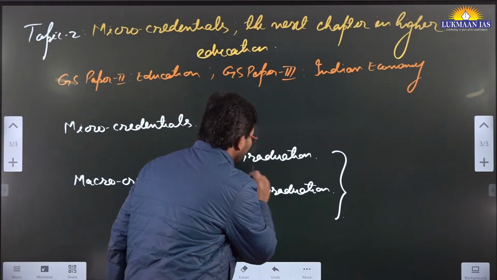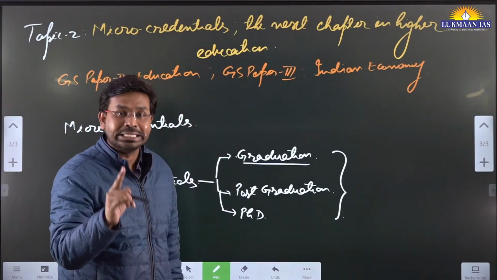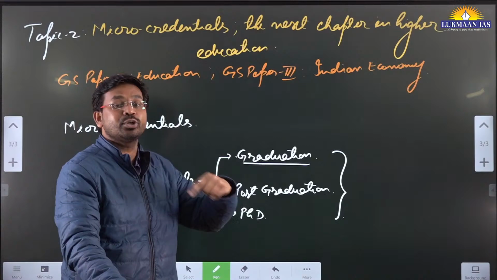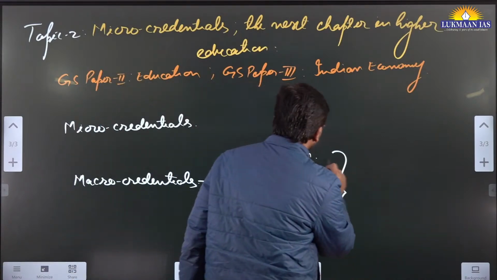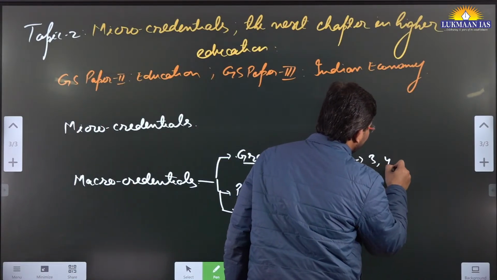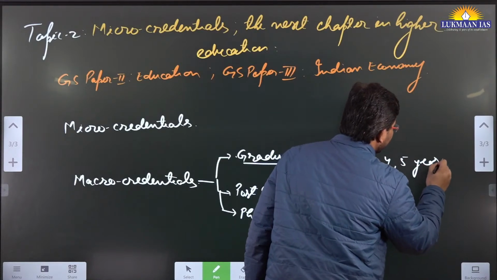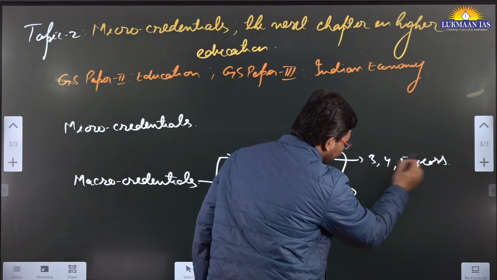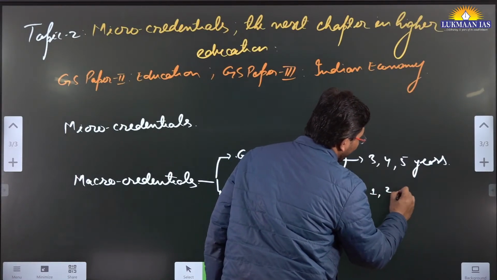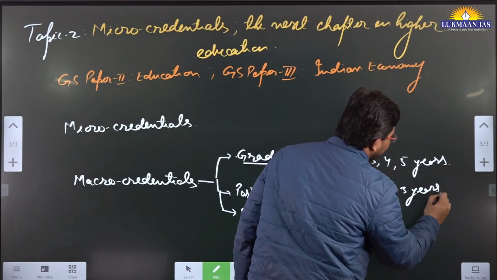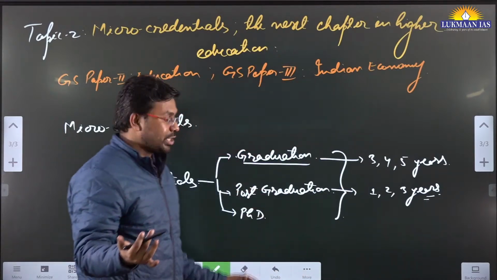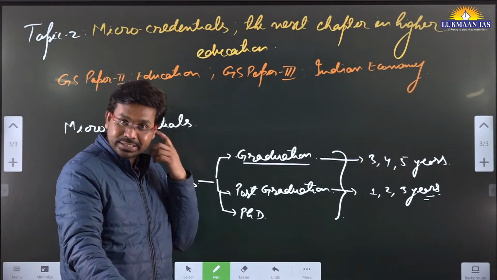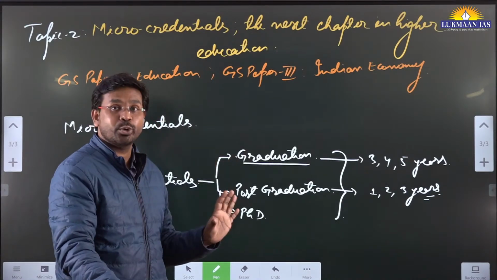If you want to do graduation, at least you have to spend 3 years of your life after 12th, or maybe 4 or 5 years. It depends on the course that you are pursuing. In case of post graduation, you may have to spend 1, 2 or 3 years, depending on which course you are doing. PhD generally takes about 4 to 5 years. It may take more than that, up to 7 years as well. So these are known as macro credentials.